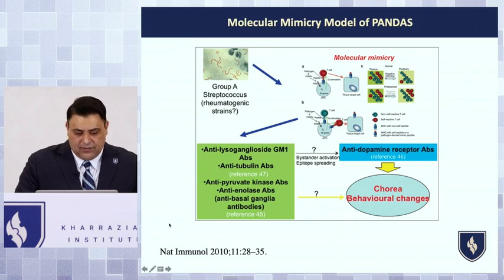Here you can see another illustration of this, published in Nature Immunology. Group A Streptococcus strains come in, and through molecular mimicry, the amino acid sequence of Streptococcus is very similar to anti-dopamine receptors.